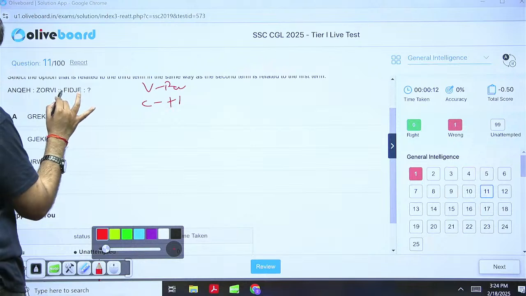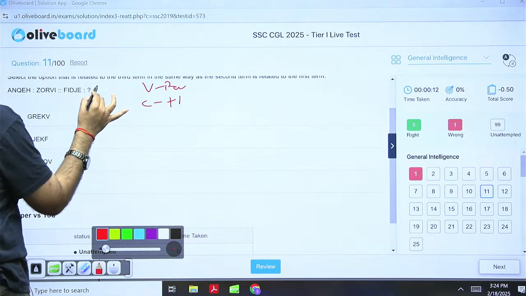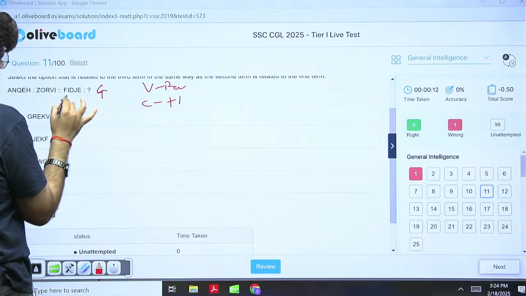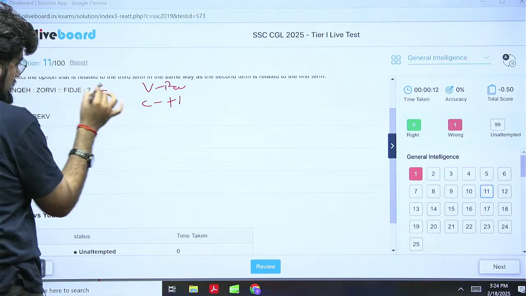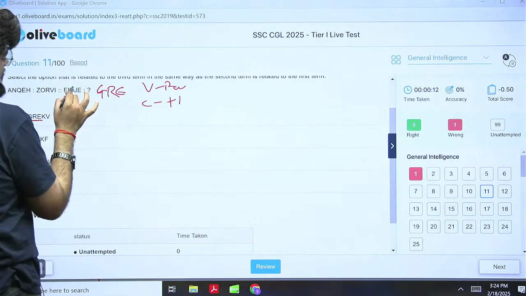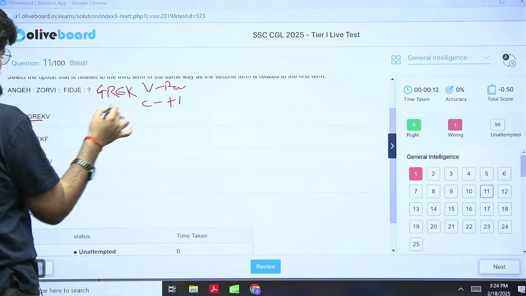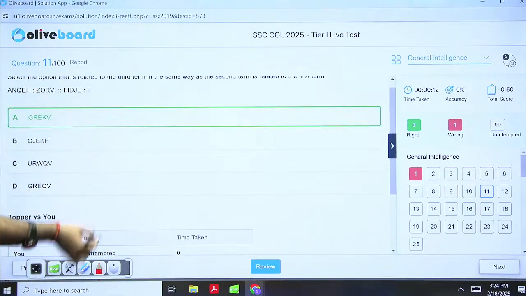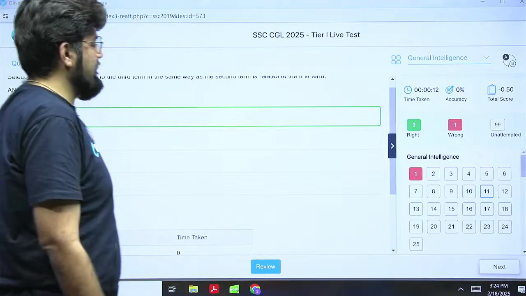So accordingly, I'll have consonant plus 1. So this is 7, 8, 6, 7. 9 is a vowel. So this is R, G, R, and I am having G, R, E. So the third letter will give me my answer. J is normal, plus 1 is K. So G, R, E, K will be correct. Option A is the right answer. Okay. Interesting. Next.